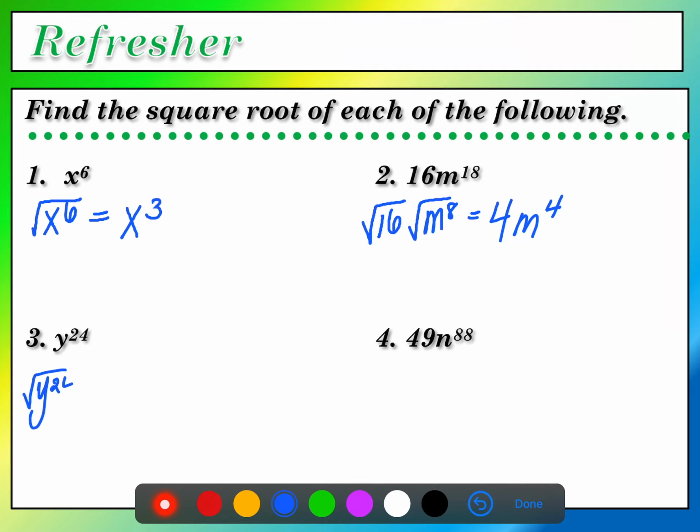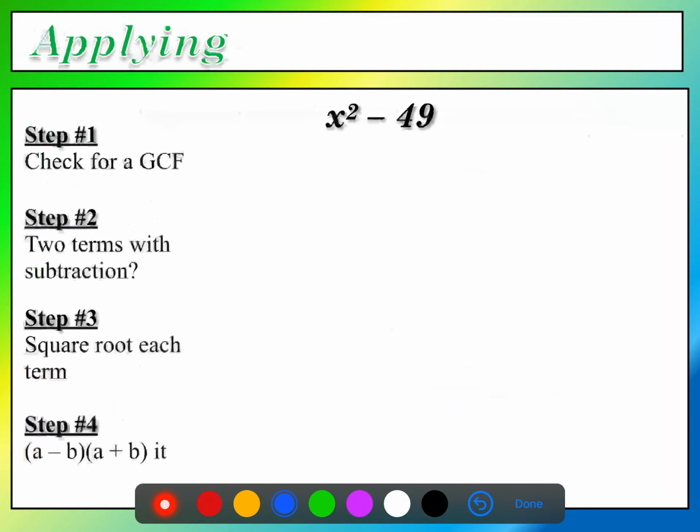Again, for the square root of a variable, you are just dividing the exponent by 2. So the exponent itself does not have to be a perfect square number. It just has to be even so that it's divisible. And for this last one, you take the square root of the coefficient, so that's 7, and then the variable we just divide by 2. Now that we're able to find the square root of each term, it's a matter of putting it into our formula of (a plus b)(a minus b).